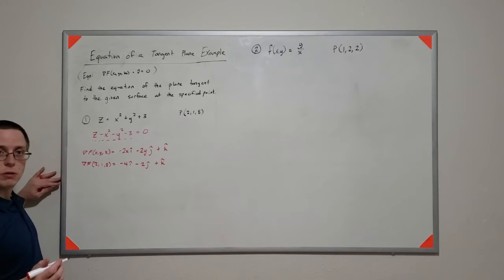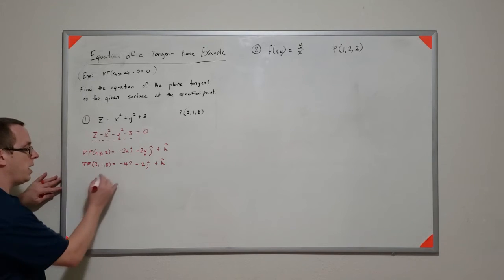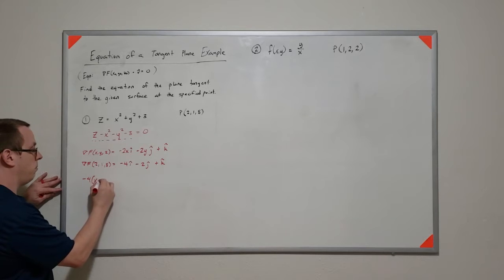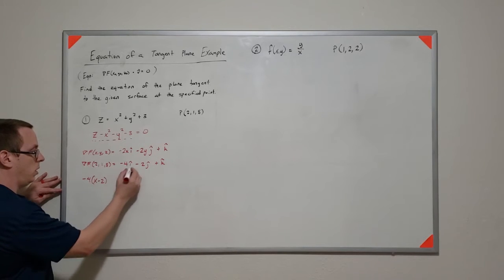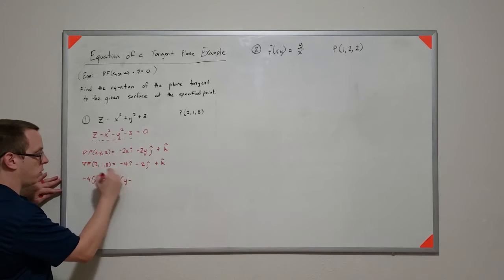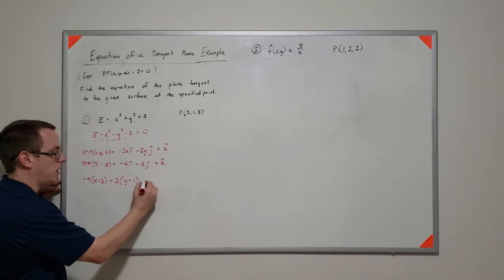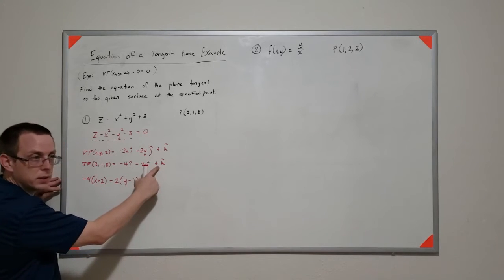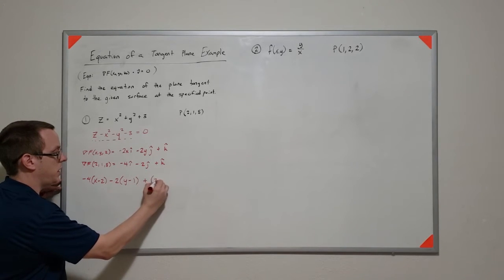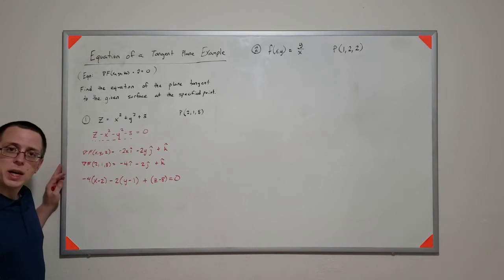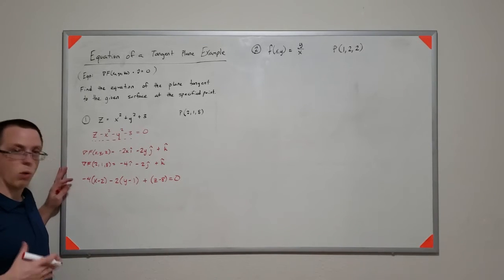So the equation of our tangent plane is simply negative 4 times (x minus 2), minus 2 times (y minus 1), plus 1 times (z minus 8) equals 0. And I'm fine with that kind of answer. I don't think that there's really anything wrong with that.